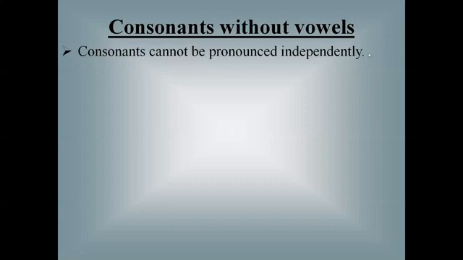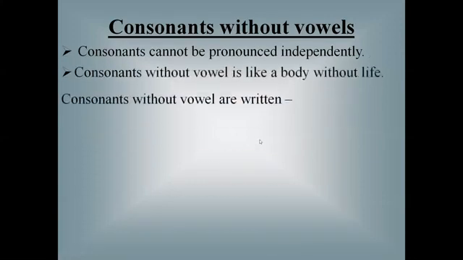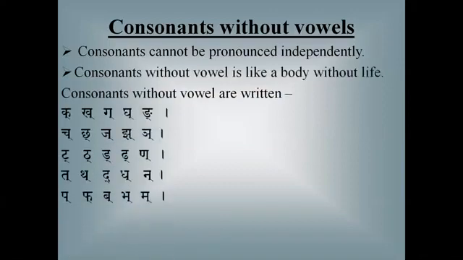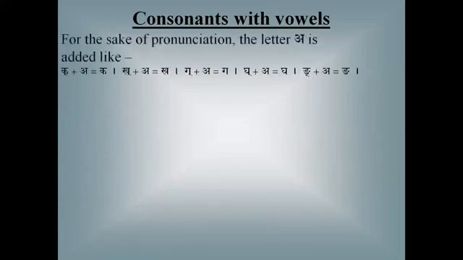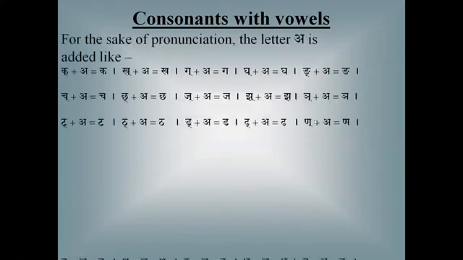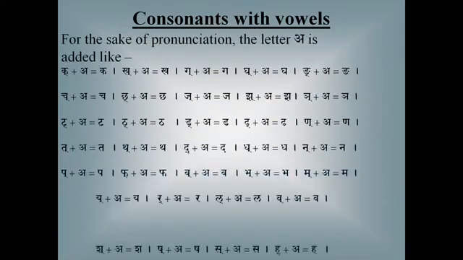We have seen in the last class the combination of vowels and consonants. Pure consonants will be written with a stroke at the bottom. That cannot be pronounced. As you see on the screen, pure consonants are like the shariram without life. They cannot be pronounced. Vowels need to be added. And when you add the vowels, the vowel gets a special sign that is called Gunitaksharani.